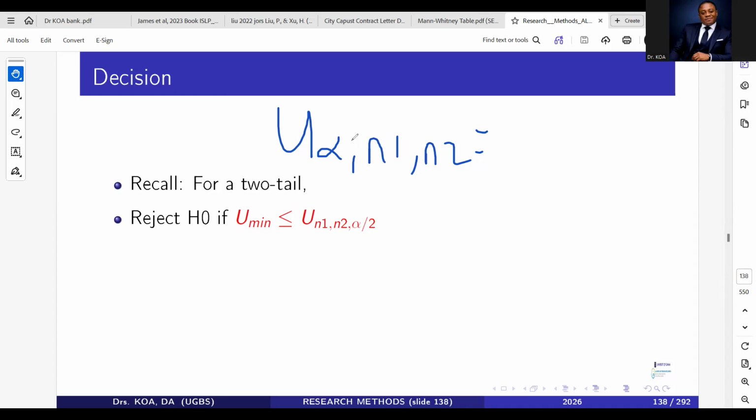The alpha is called the level of significance. Alpha is the expected error. Write it down. Alpha is the expected error in any research analysis. It is the level of significance, the error you are expected to have.